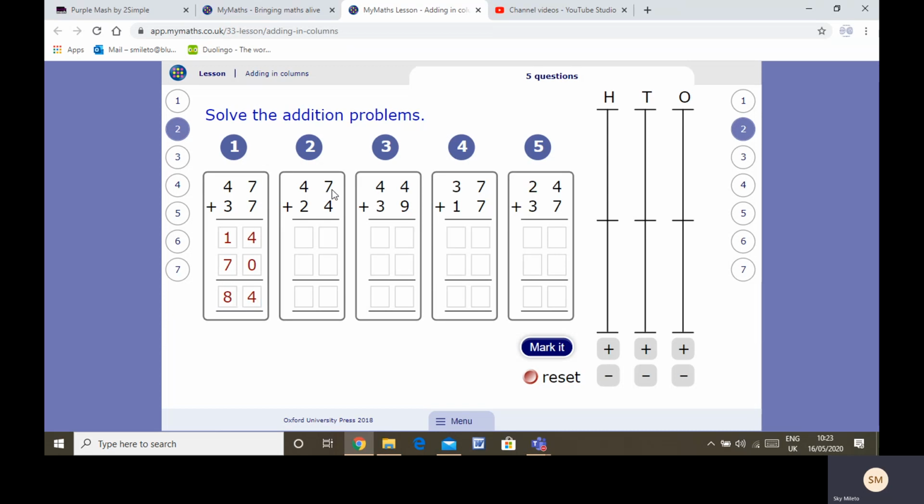Let's have a look at this one. 7 plus 4. 7 plus 4 is 11. So I'm going to put 1 in the ones, 1 in the tens, and then I'm going to move on to my tens. 40 plus 20 is 60. So I put 60 in the column below, and then I add them together. 1 plus 0 is 1. 6 plus 1 is 7. So that is 70 in the tens column.